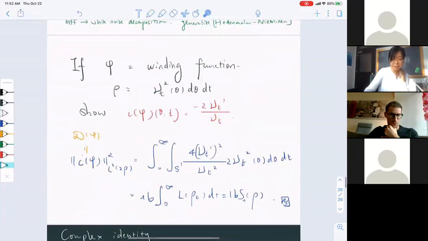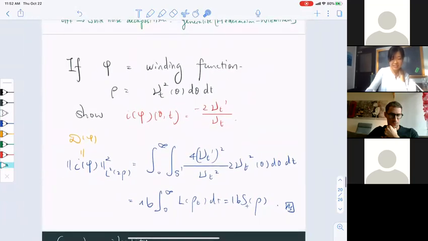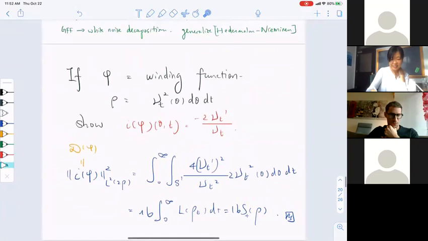And the end of the proof is using this iota. We just show that if you take the winding function, then iota has this particular form, and you check directly that this iota has L2 norm equal to 16 times the Loewner-Kufarev energy of rho. And by the isometry, this is also equal to the Dirichlet energy, which establishes the link.